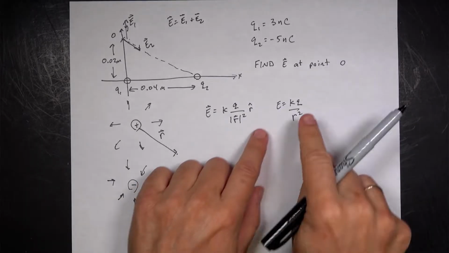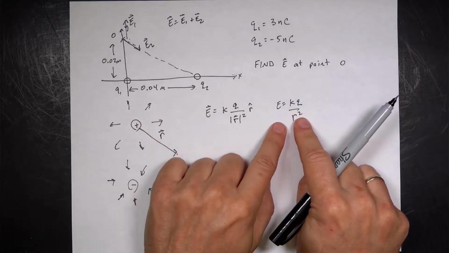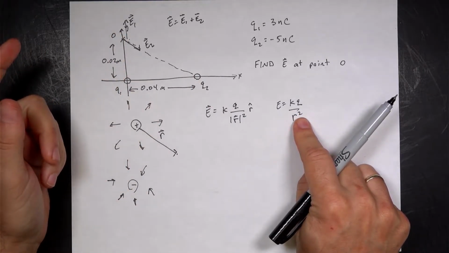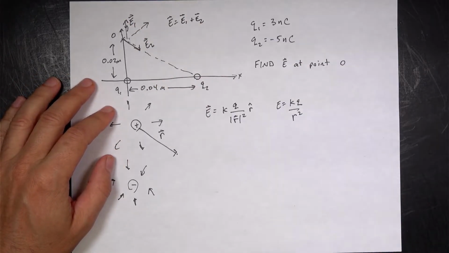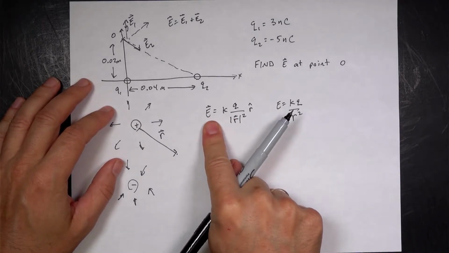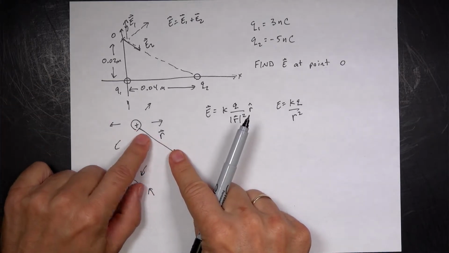If I just use this to find the electric field due to Q1 and due to Q2, I don't know how to add these two vectors, because I don't know what directions they're going, and direction does matter. We can see it would probably be something like that, but we need to find them as vectors. If I use this form, I get a vector value for each electric field. So here's what we're going to do.